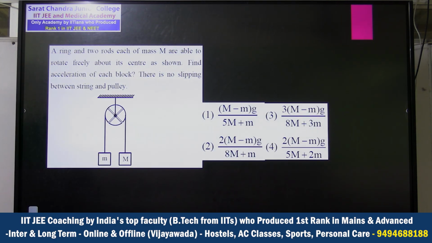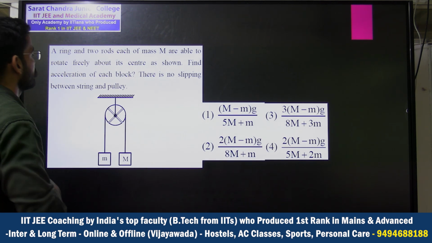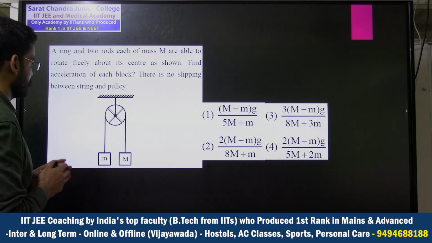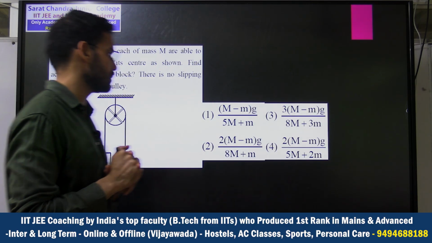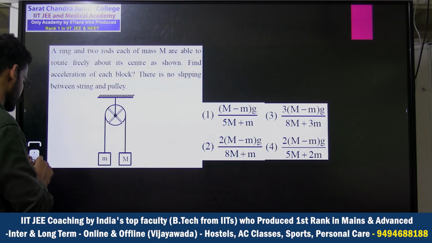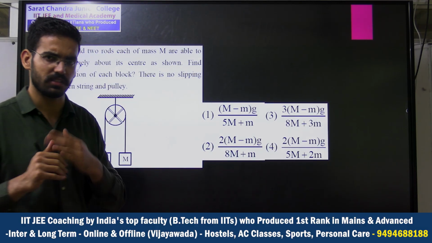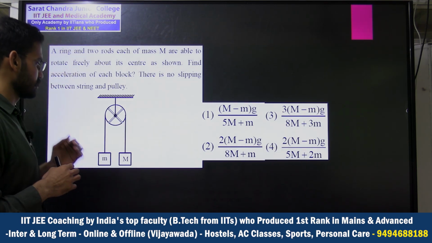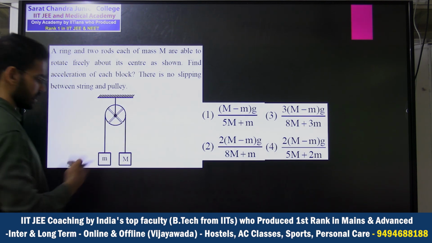A ring and 2 rods, each of mass capital M, are able to rotate freely about its center as shown. Find the acceleration of each block. There is no slipping between string and pulley. So this question is easily doable, but a little bit lengthy. If you feel like you should leave it, hold this question for the time being and go for the next question, which is easily doable. That should be the priority so that you can maximize your score, and then come back to it from the starting, and then you will understand.